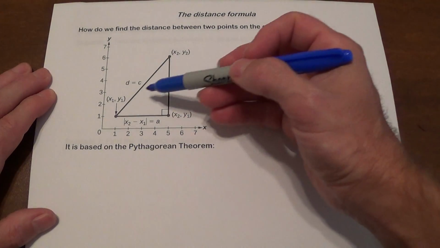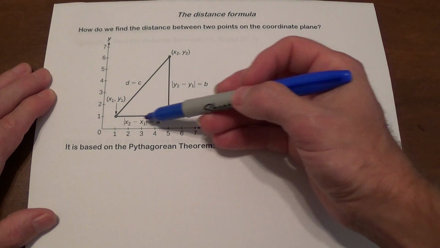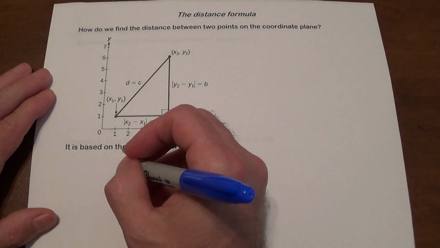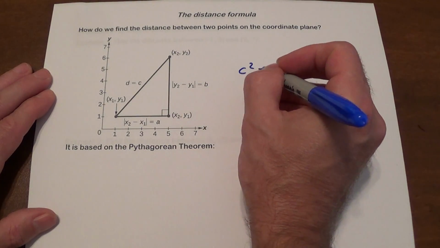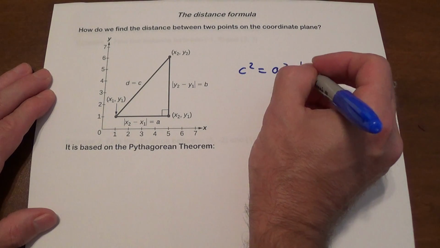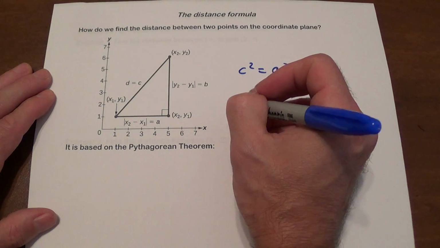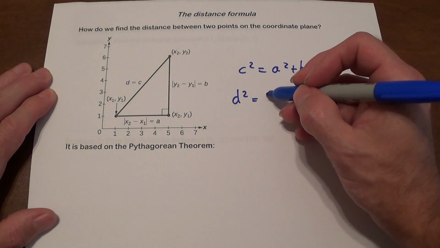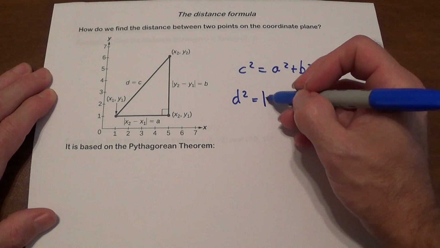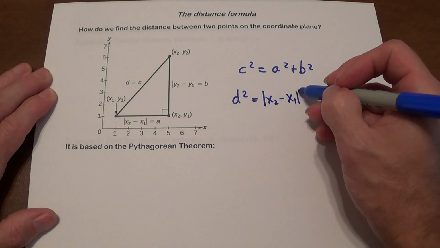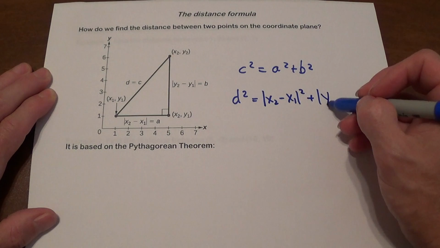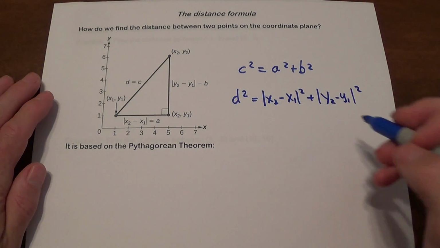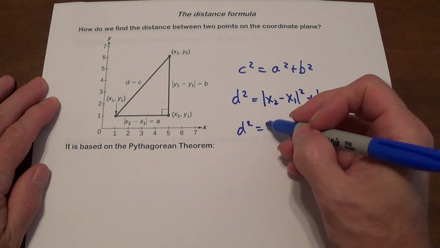So we have a right triangle, which means this square plus this square equals this square. So we're going to write that c squared equals a squared plus b squared. In our case, this will be d squared, because that's what we call distance. And here we're going to have the absolute value of x2 minus x1 squared plus the absolute value of y2 minus y1 squared. Because we're squaring, we don't need the absolute value any longer, so we can rewrite it without the absolute value.